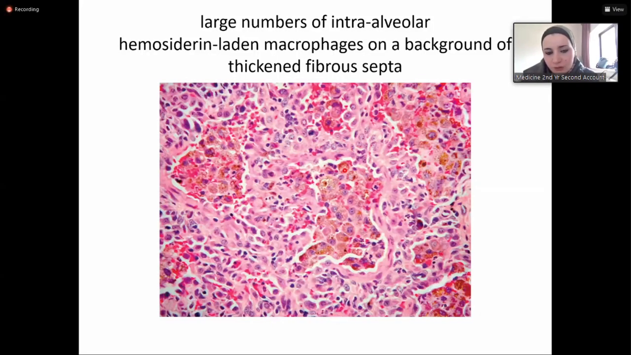Of course, management depends on the cause. For example, in immune-mediated diseases we either give immunosuppressive therapy, or we do plasmapheresis to remove the autoantibodies from the blood, and so on. In Wegener granulomatosis we give immunosuppressive therapy to stop the vasculitis process.